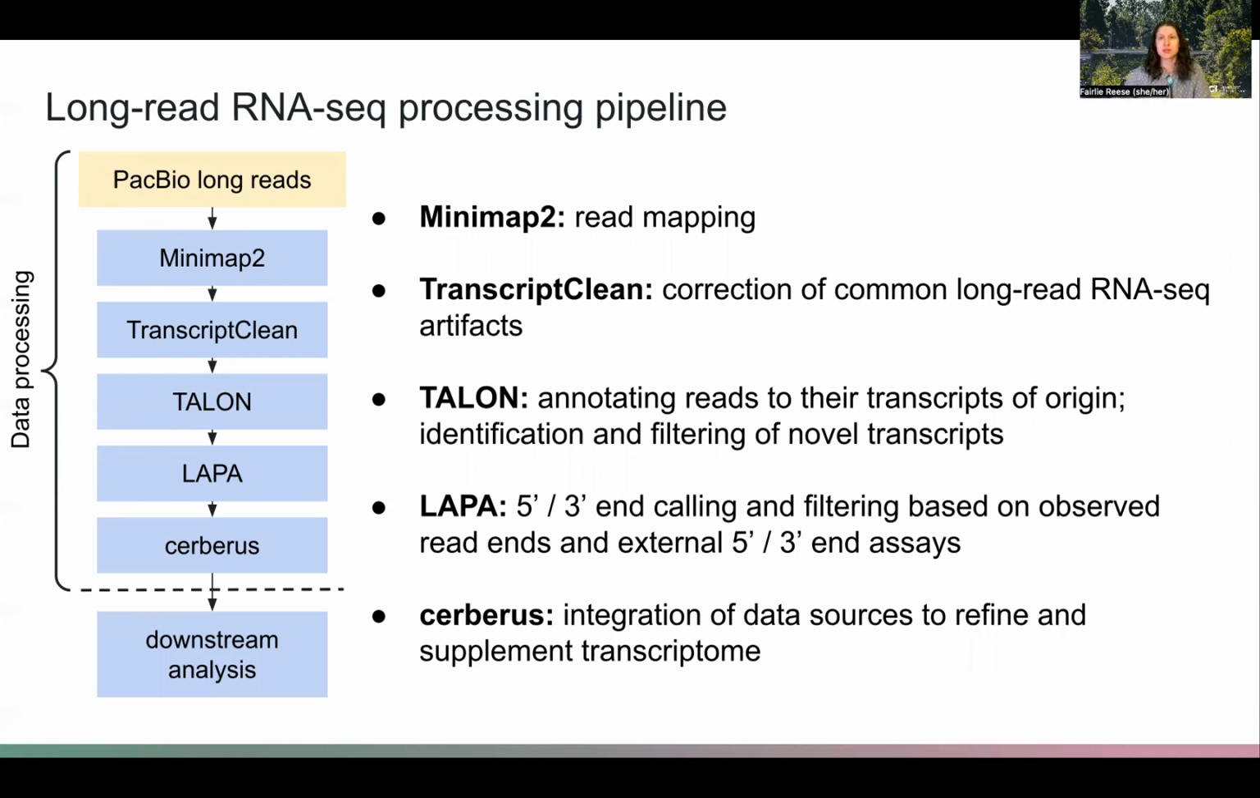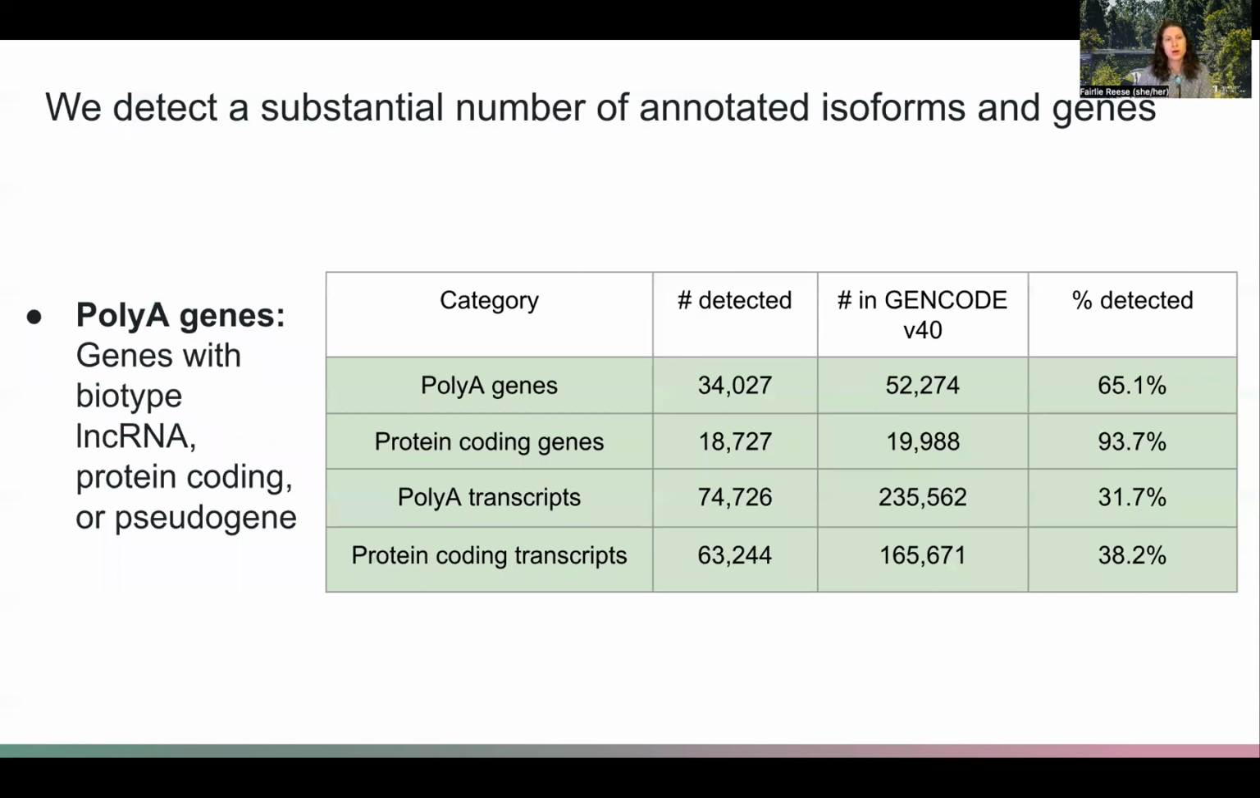So first off is to check what we see that is annotated already in our annotation. If we compare what we detect to the GenCode 40 annotation, we detect around 65% of polyadenylated genes, which is a category that's important to limit ourselves to as we do perform an oligo-DT selection step in our library prep. But when we narrow this frame to only look at protein coding genes, we actually detect around 94% of those. So a pretty hefty increase.